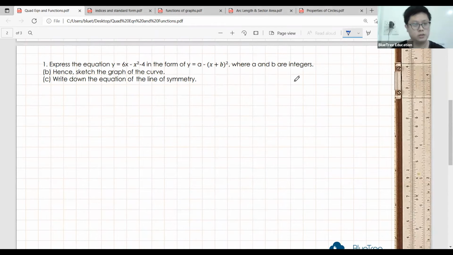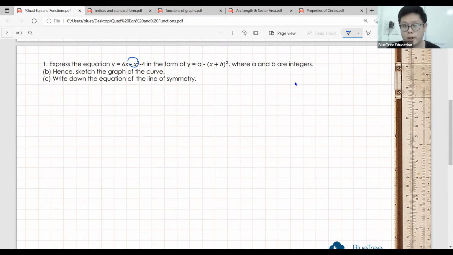So question one says that we have an equation. It's a quadratic equation because the highest degree here is the x squared. And you want to put it in the form of a perfect square like that, in which they say a and b are integers. So whenever you see that the format is becoming like that, it must be the completing the square method.